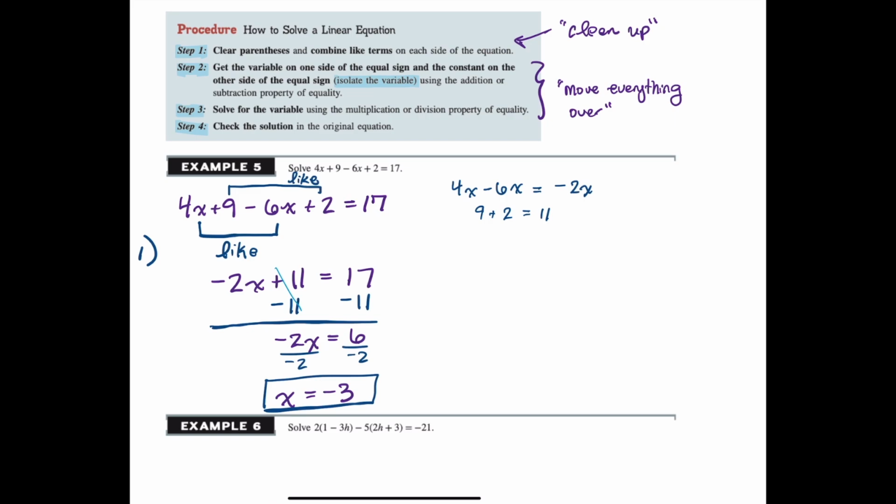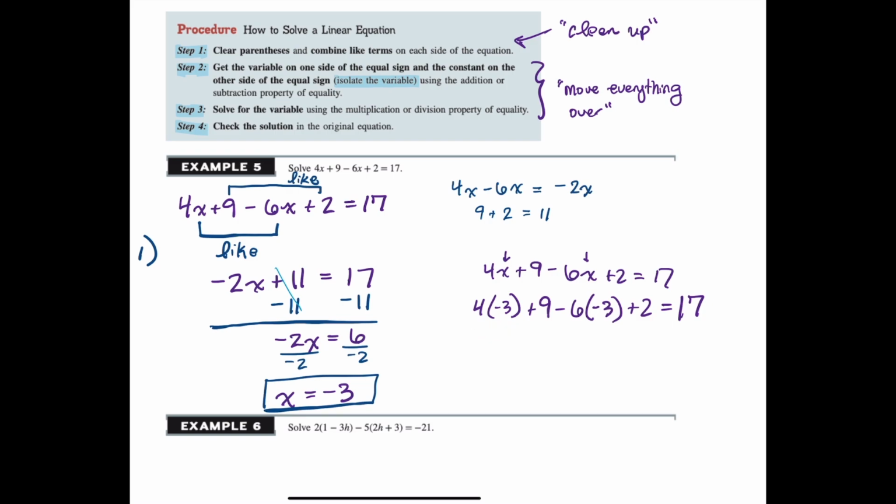So if I wanted to check this, I would return to my original equation. We had 4x plus 9 minus 6x plus 2 equals 17. And everywhere there's an x, I'm going to replace that with negative 3. 4 times negative 3 plus 9 minus 6 times negative 3 plus 2 equals 17. I use these parentheses around the negative to help show that the negative is attached to the 3. And when you see a number next to parentheses, it means that they're being multiplied together.